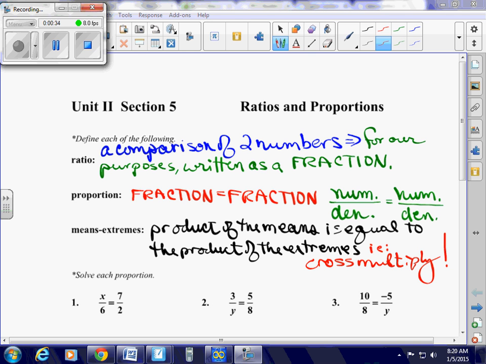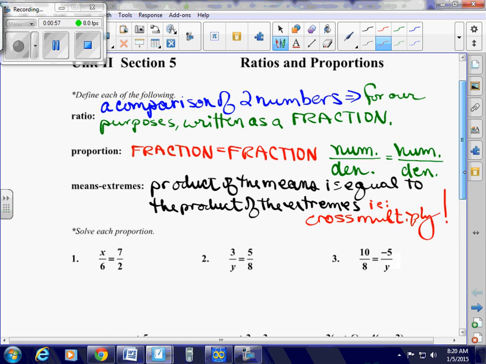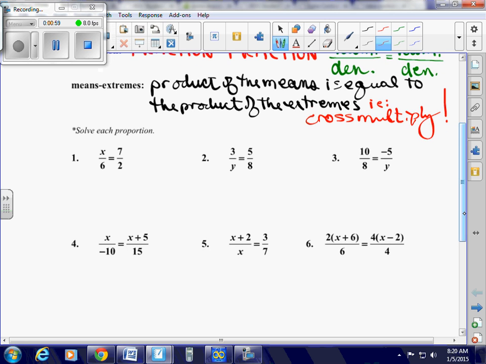And then a proportion is when you have a fraction equal to another fraction. That's when you have a numerator over a denominator equals a numerator over another denominator. Then we're going to be talking about the means and extremes principle, and that is the product of the means is equal to the product of the extremes, i.e. what we're going to be doing to solve a proportion is cross multiplying.